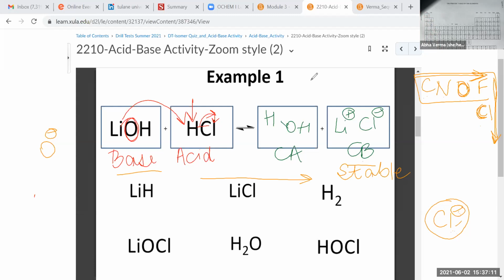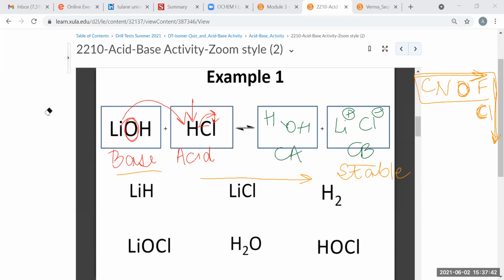Remember, whenever we are thinking about the base stability, you have to think about stabilization. What stabilizes? Spread of electrons. It could be through resonance, it could be through induction, it could be through orbitals. All that matters for your stability of base is spread of electrons. The more spread of electrons the base feels, the more stable it becomes.